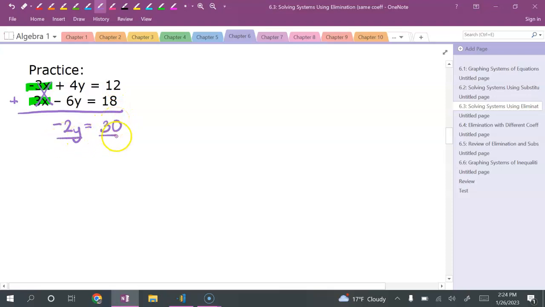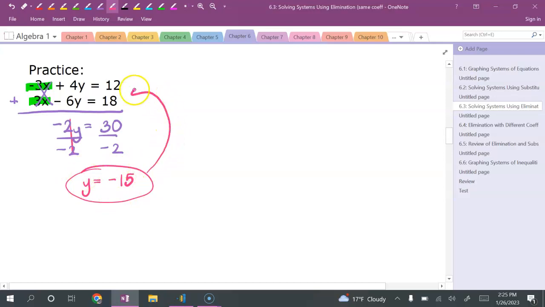Then we're going to divide by that negative 2. And so I have y equals negative 15. So there's your y. Now I'm going to take that and plug it back in to one of those equations up above. Again, it doesn't matter which one you go back into. I'm just going to use the top one.